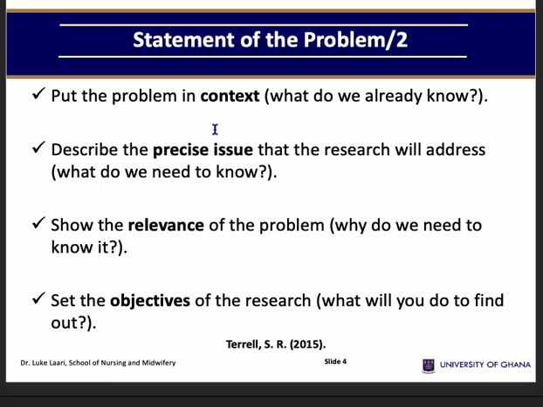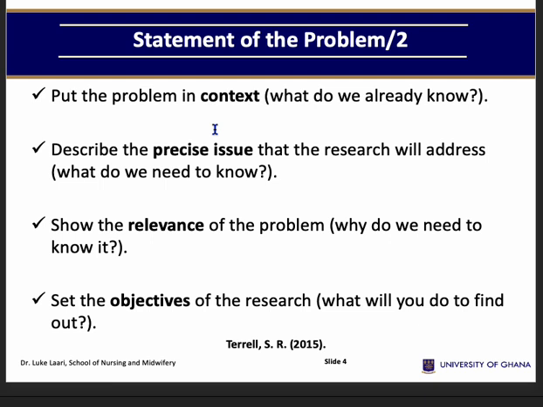And then you go to the last one, that is objectives. Here, it's not like you are stating your research objectives, but you want to answer the question, what will you do to find out? So in this situation, you've told us these 4 questions here. You started by answering the question, what do we already know? You told us what we know. You went to, what do we need to know? You wrote what we need to know. You went to the third one, why do we need to know it? Then you gave us reasons, the relevance.